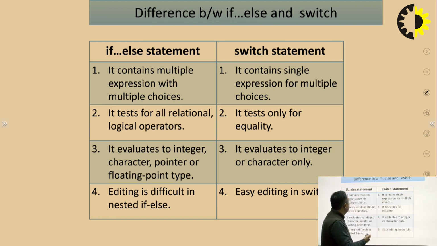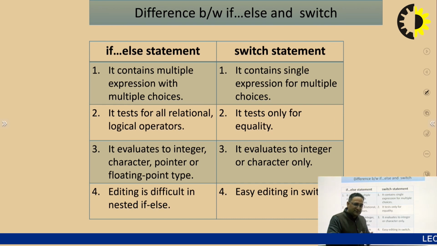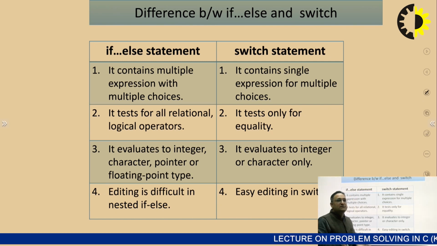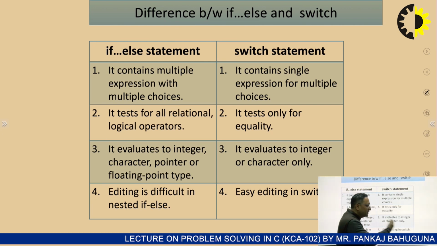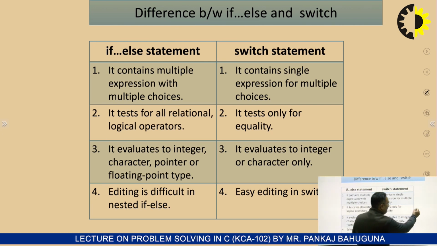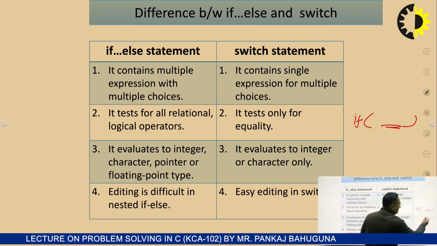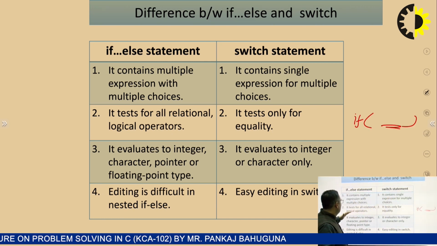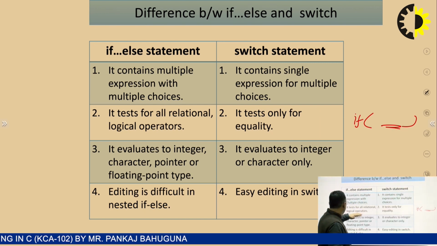So we can go one by one through the differences. If else contains multiple expressions with multiple choices. Switch contains a single expression for multiple choices. It means you have an expression, and after the evaluation of that expression, you have multiple choices of code to get executed. But in the if case, it contains multiple expressions within the if block, right? So within the if brackets, you can have multiple expressions. So this is the difference.